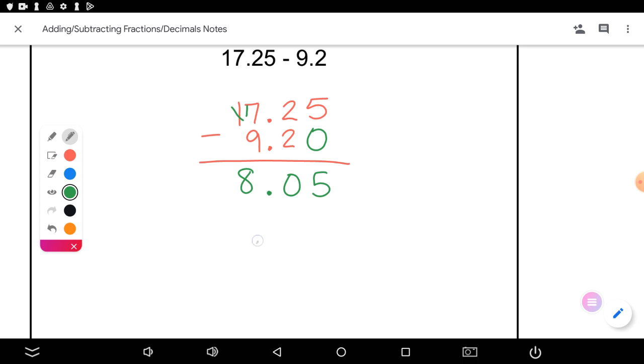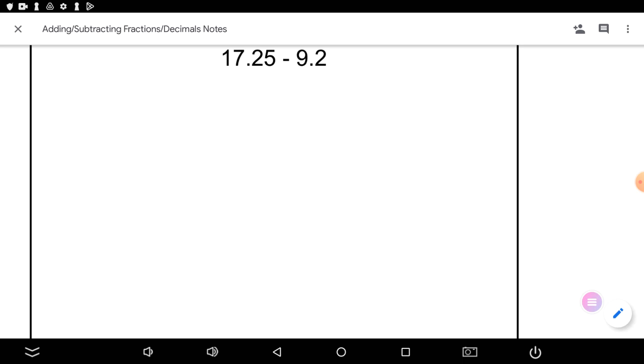8. So our answer is 8.05. And again, turn off your math brain, turn on your common sense brain, focus on the whole number. 17 minus 9 is what? 8. So my answer should be something close to 8. Is 8.05 close to 8? Yes. Okay. So one more to the right of that.